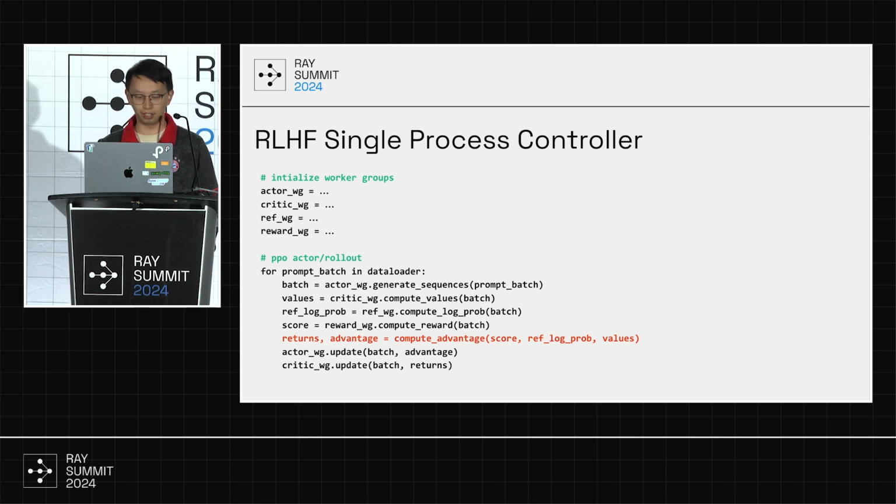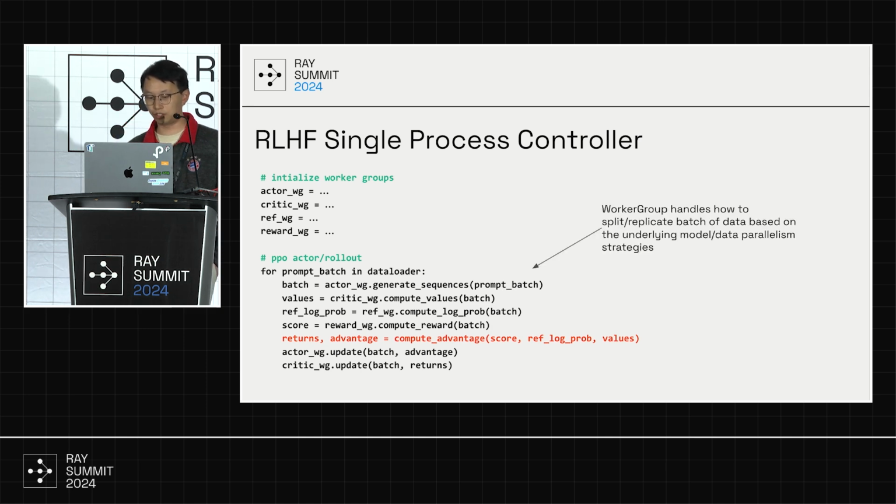So what we do here is very simple. This runs on a single process. For each problem batch in the data loader, we generate sequences or trajectory rollouts, and then we compute the value, compute the log probability, compute the reward, and then compute the advantage, and then we use the advantage to update the actors and then the critics. So this becomes very natural after we define these worker groups.